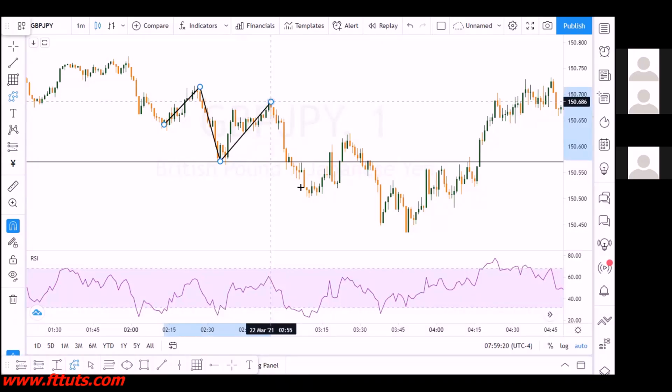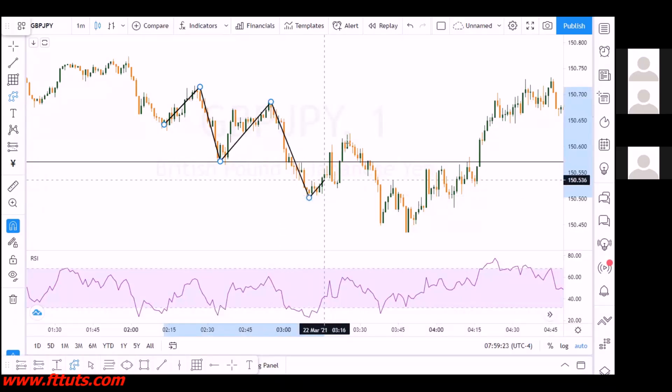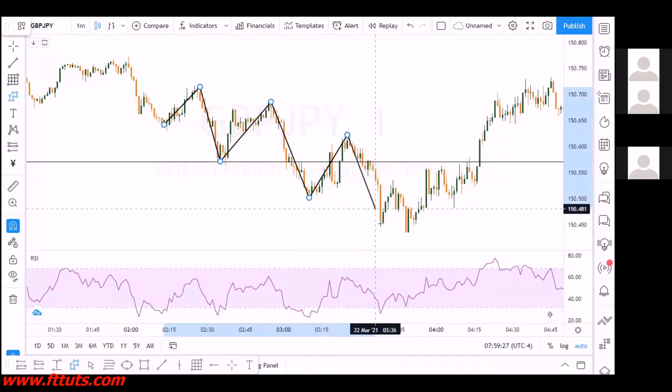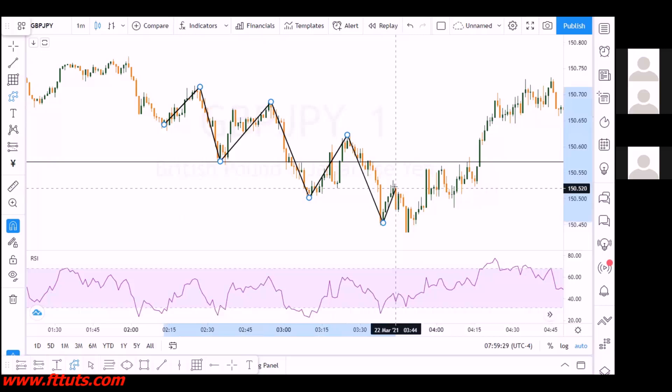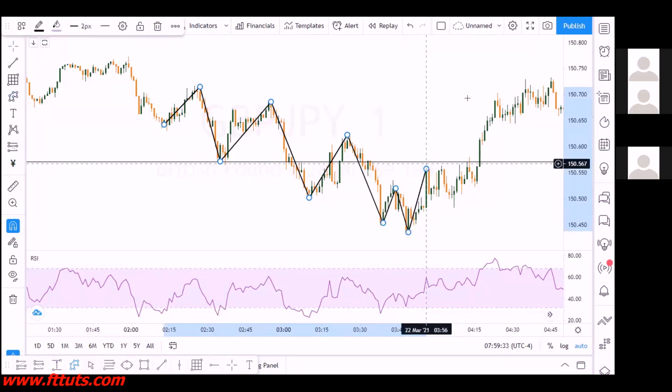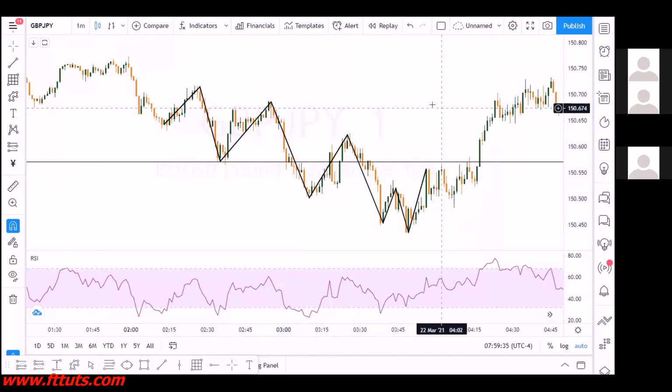We had the lower high, then followed by a lower low also, then a lower high. Price hasn't broken structure yet. Then we had a lower low, then lower high, then a lower low, then we had a higher high. Now right here, price has broken structure to the upside.